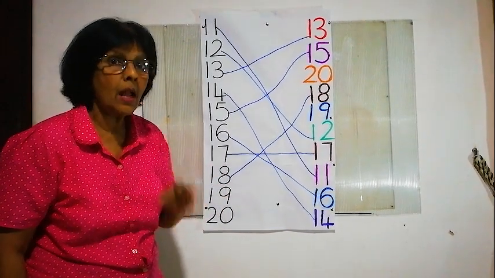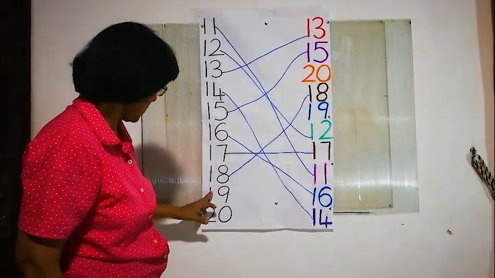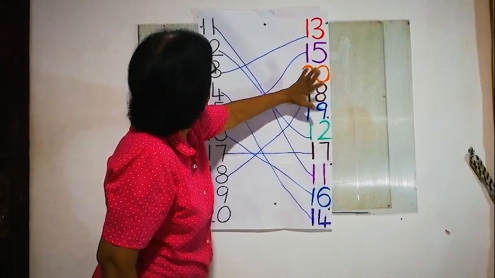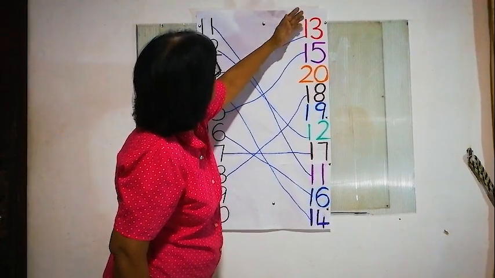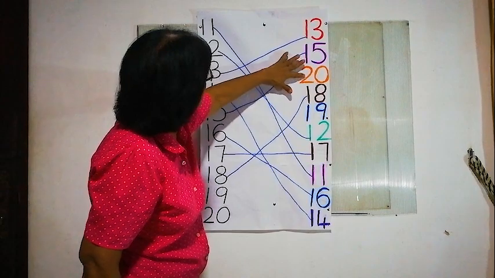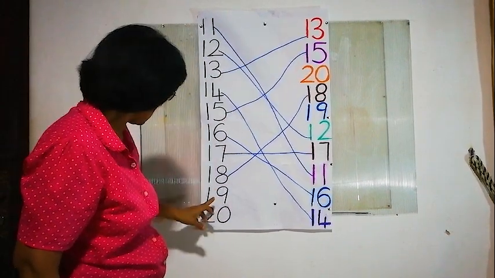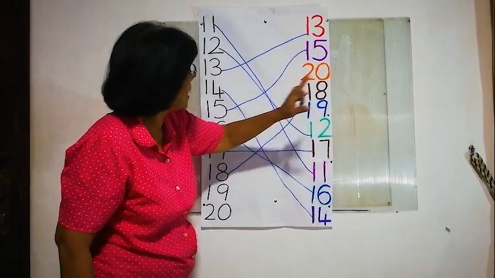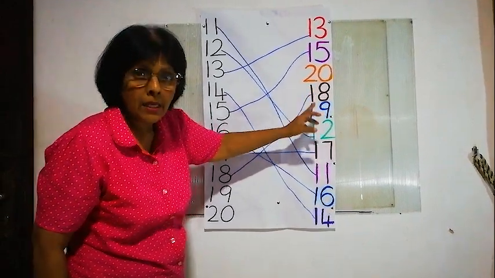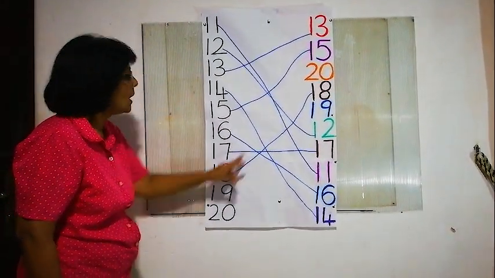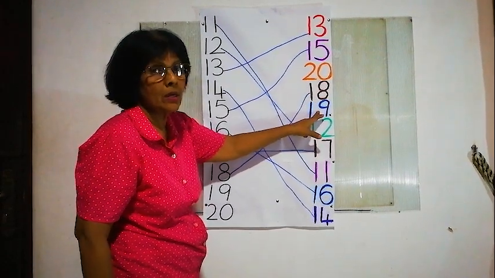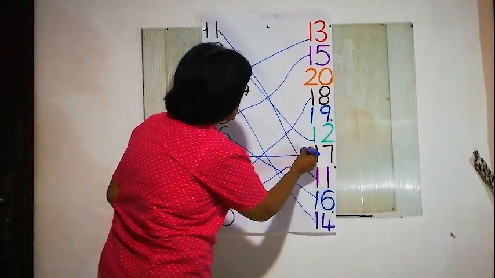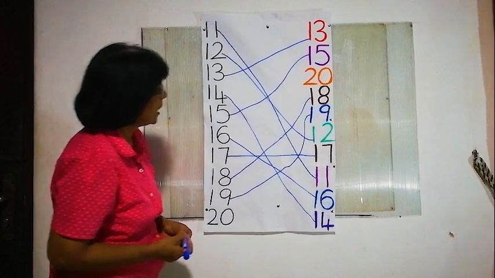1, 9. What is 1 and 9? 19. Is this 19? 2 and 0? No. Is this 19? Finished. That is 13 finished. 15 finished. 20, that's not correct. We want 19. 18 finished. Here 1 and 9, 19. Here also the same number. We are matching 19 to 19. Where's 19? Here. Am I correct?